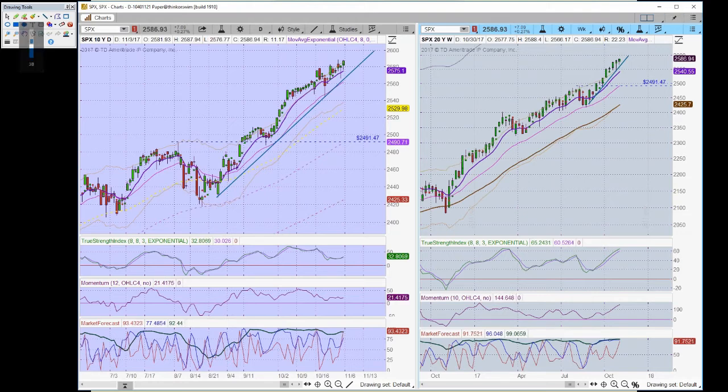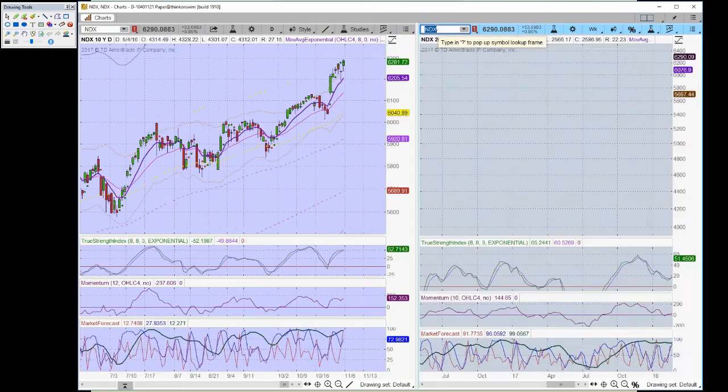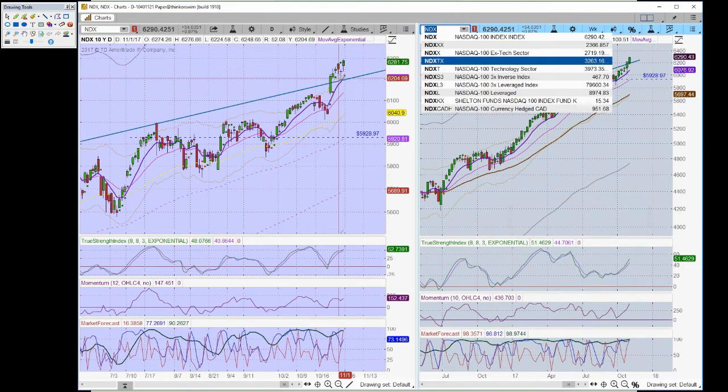Okay, what about the NDX? Again, NDX got a quick pullback down to the 8-day on the daily chart yesterday, and then it's rebounding. TSI has bounced back up and is pointing up. TSI is up in the area where it tends to reverse, but again, we're just getting these very short and shallow reversals.